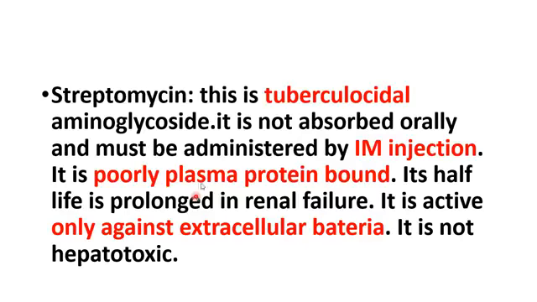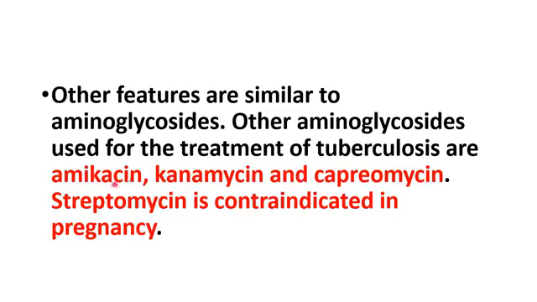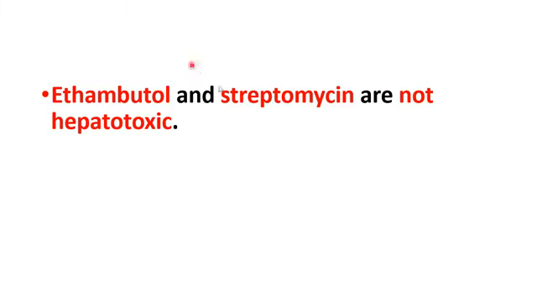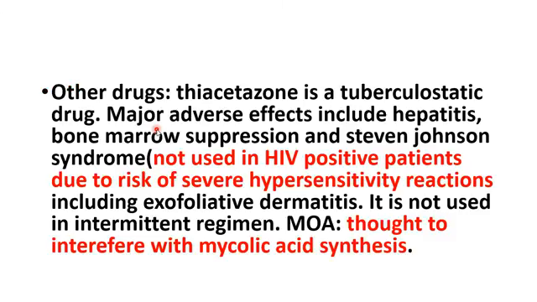So streptomycin is your tuberculocidal antibiotic. It is given by IM injection. It is poorly plasma protein bound, its half-life is increased in renal failure, and it is not hepatotoxic, and it is active only against extracellular bacteria. And other aminoglycosides used are amikacin, kanamycin, and capreomycin. They are used in MDR tuberculosis. And streptomycin is contraindicated in pregnancy because of eighth nerve deafness. I have told you, comparing all, ethambutol and streptomycin are not hepatotoxic because they are metabolized in the kidney.